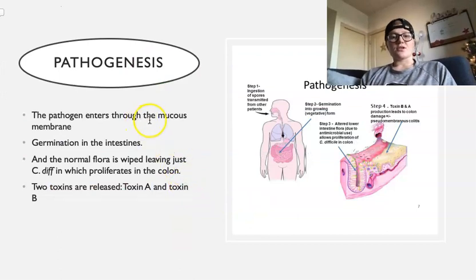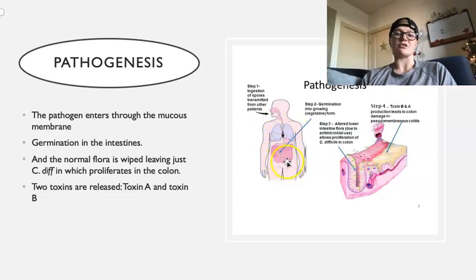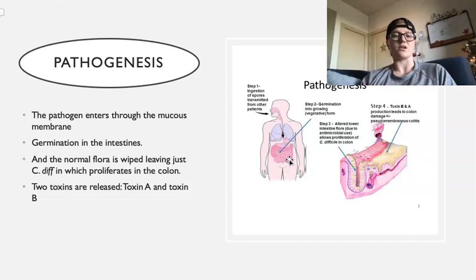The pathogen enters through the mucous membrane, and the spores pass through the digestive tract into the intestines, and germination occurs in the intestines. The normal flora is then wiped out, leaving just the C. diff. The normal flora is the competing bacteria that prevents proliferation of C. diff. However, if that is wiped out, then C. diff will proliferate in the colon, and two toxins are released, toxin A and toxin B.